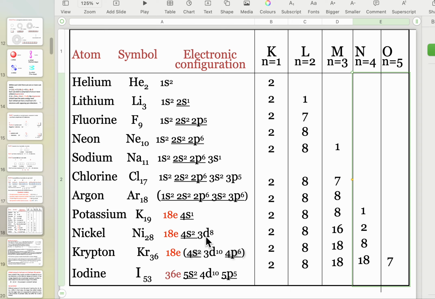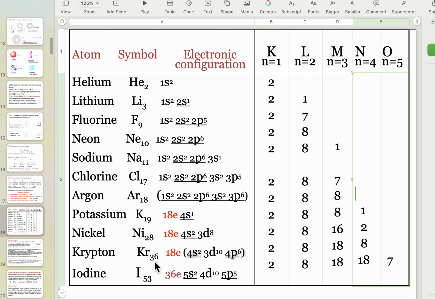Okay, and then 8, don't forget 8 and 6 and 2 will be 18. So the shell 3 uses 3s, 3p, 3d. All together here will be 18 electrons in the main shell 3. Okay, now we come to krypton.